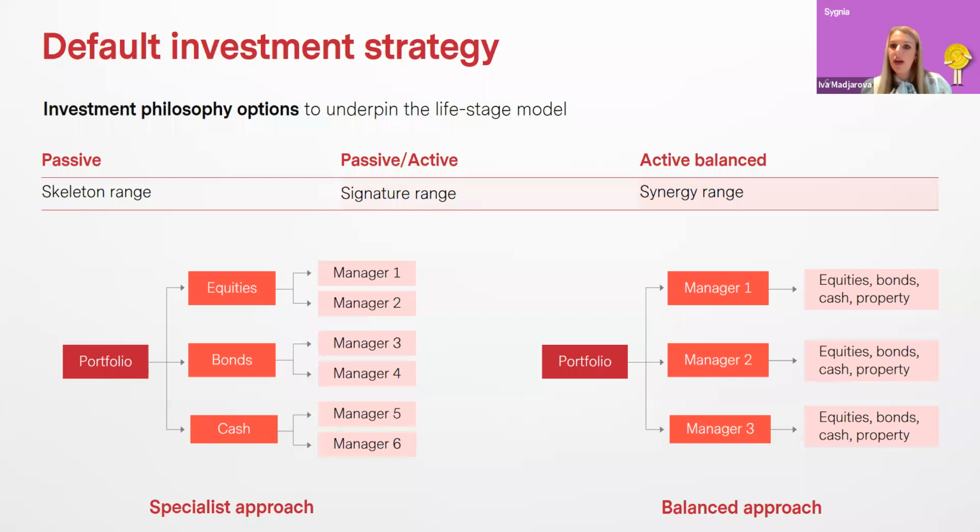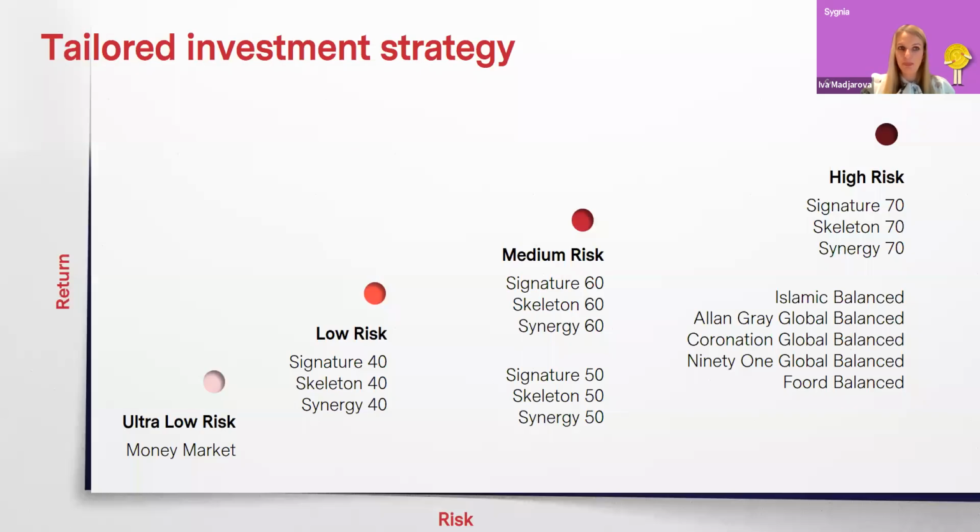And then in the Synergy range, which is your balanced approach, we divide the portfolio between a number of asset managers. So that will be your Allan Gray, your Coronation, your Prudential. They each get a portion of the portfolio, and then the decisions of asset allocation and share selection are up to them. So they can decide how they want to invest between equities, bonds, property, cash, all of course within the constraints of Regulation 28. So really just a difference in our construction approach there.